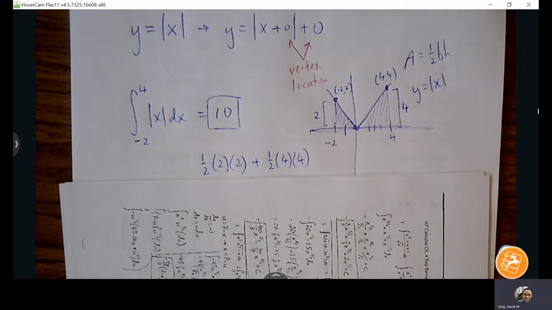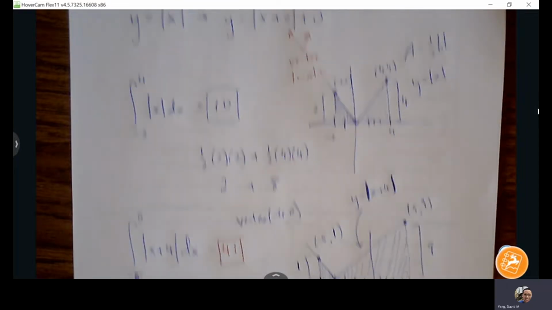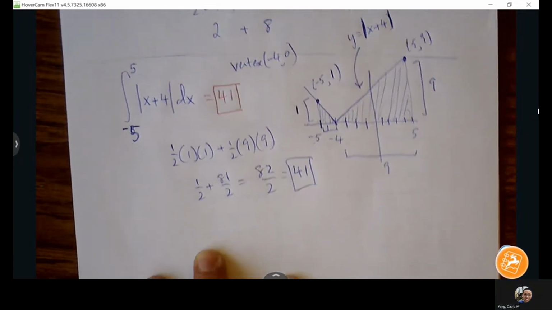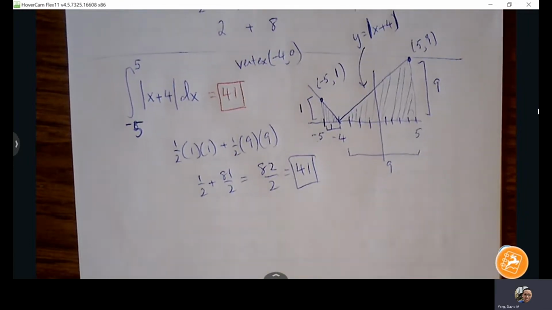And now we just add up the areas of the two triangles. So your height's 9 to 5? Yes, because if I plug 5 in for x, 5 plus 4 is 9, absolute value of 9, so that's my y value, which also happens to be the height of my large triangle. Okay, so 1/2 base times height, and then the triangle on the right, 1/2 base times height. One half plus 81/2 gives us 82/2, which is 41.